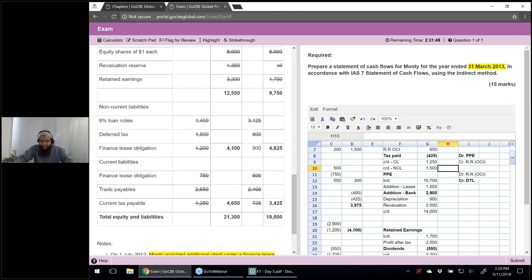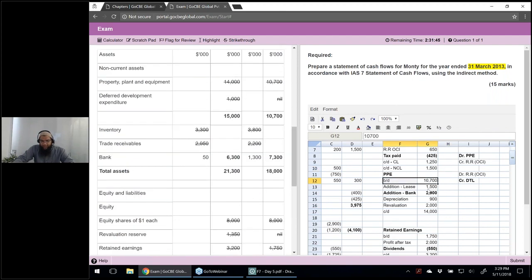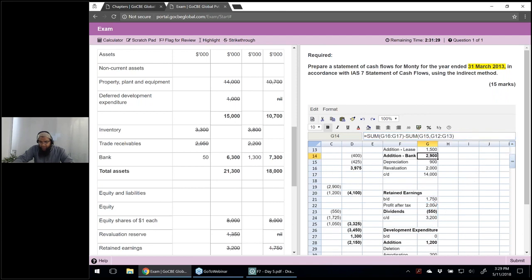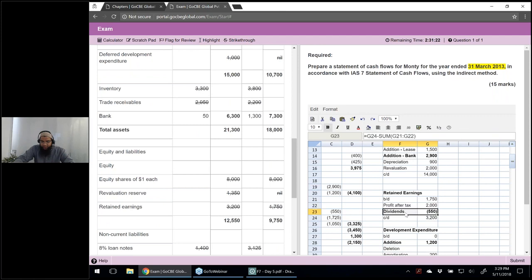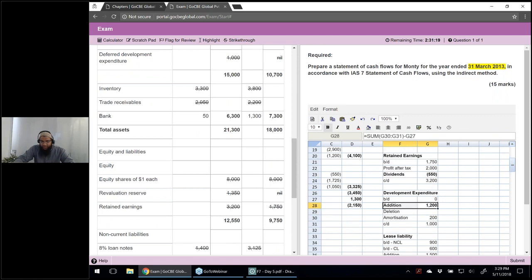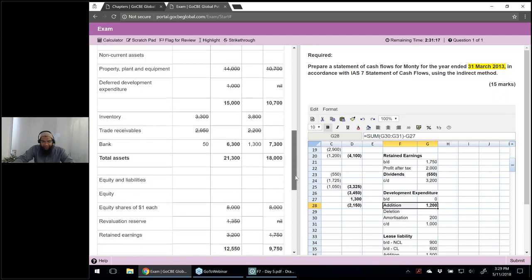So the tax account is okay. So far, so good. Property, plant and equipment brought down and carried down is okay. Revaluation of 2000 is okay. Depreciation 900 okay. Leased asset 1500 okay. The sum seems to be okay. Retained earnings brought down was 1750, carried down was 3200. Profit 2000. Dividends are okay. Additions 1200 is okay. No error found yet.